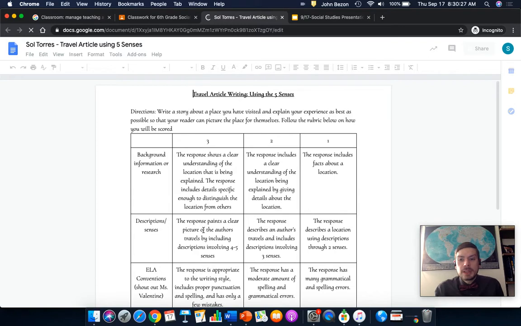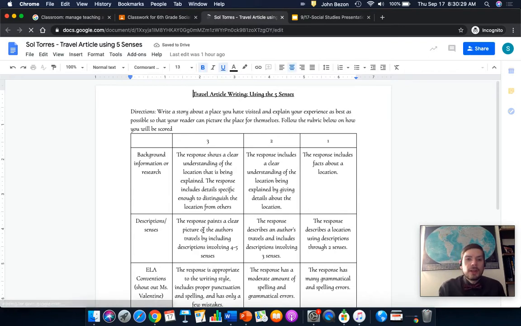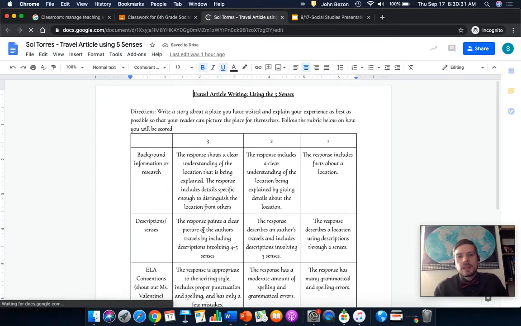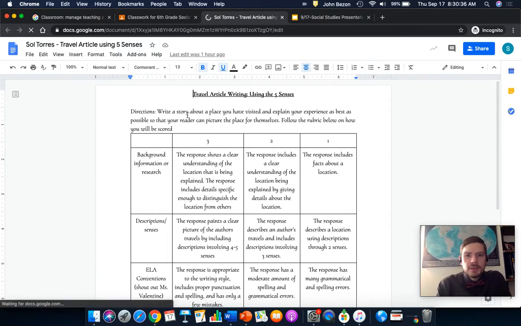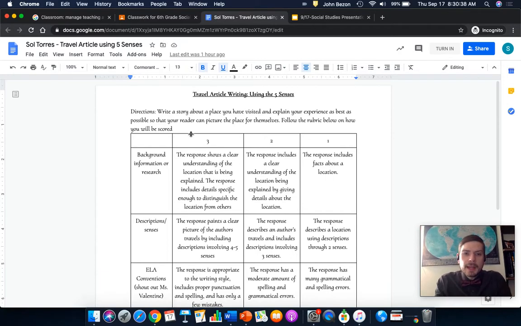And this is your first big writing assignment. All right. You'll notice there's a rubric and everything, so we're going to go over that. These are the directions: Write a story about a place you have visited and explain your experience as best as possible so that your reader can picture the place for themselves. Follow the rubric below on how you will be scored.